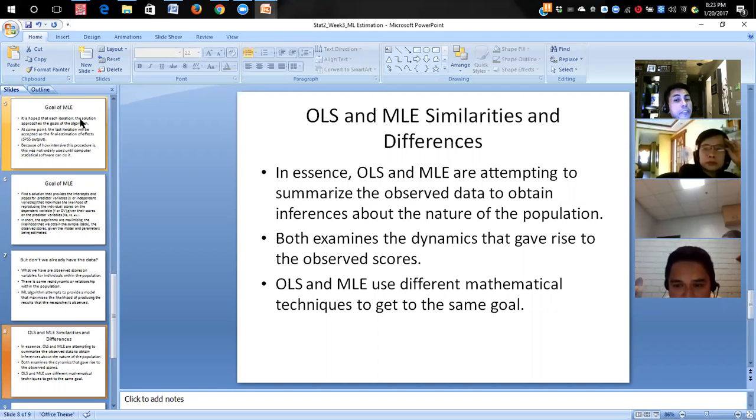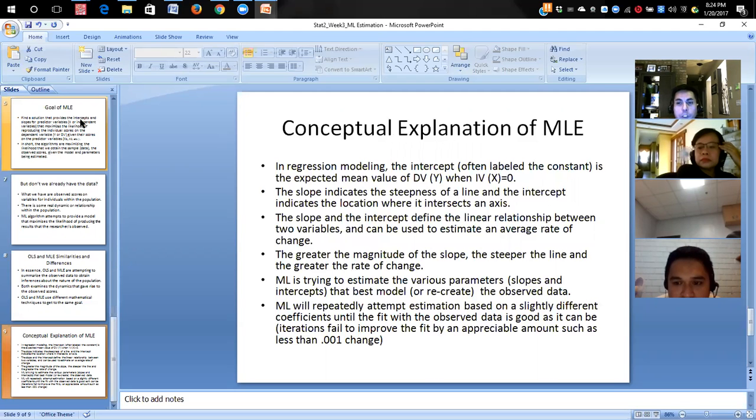All right, so OLS and MLE, what's the difference? Well, they use different mathematical techniques to get to the same goal, and the goal is always to examine the dynamics. But OLS has a very specific math. You are boxed in; this is your formula for OLS. Whereas in maximum likelihood estimation, there is iteration, which I will demonstrate to you in the next hour for sure.